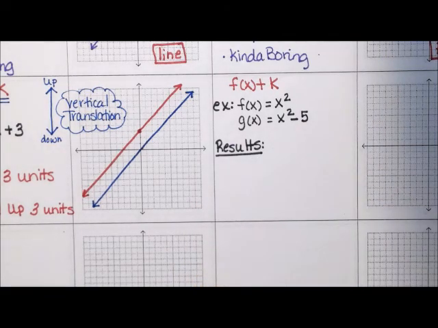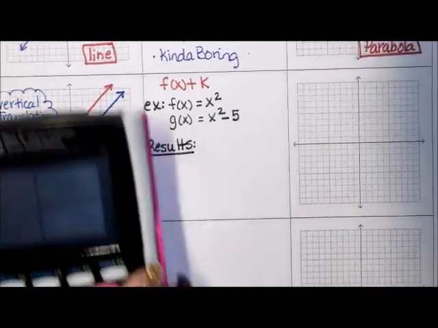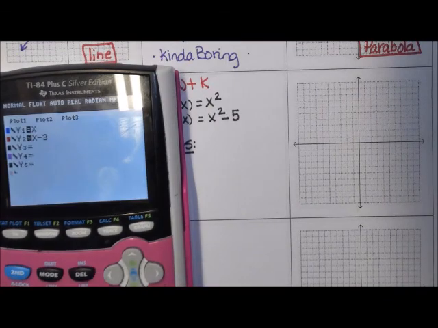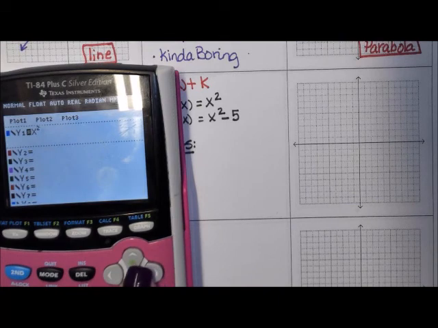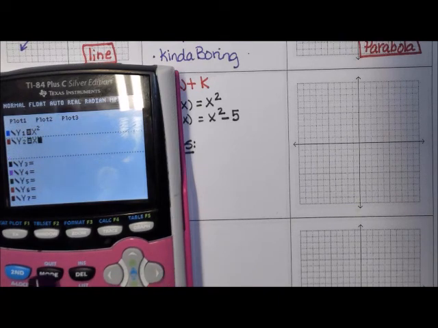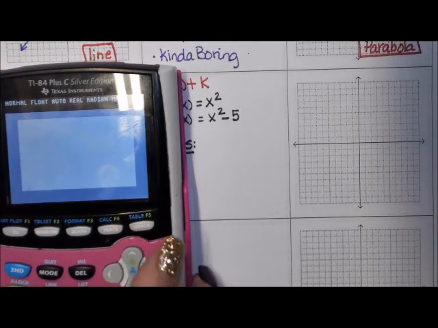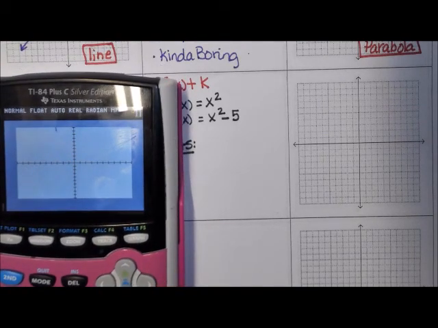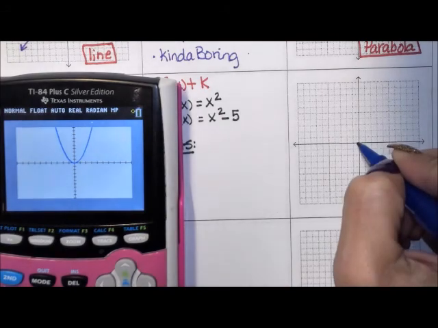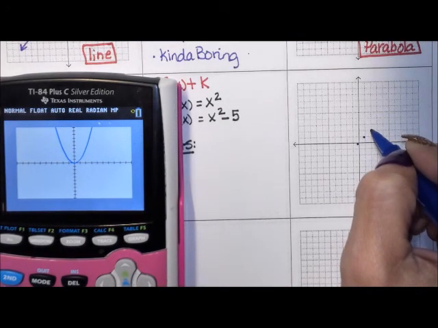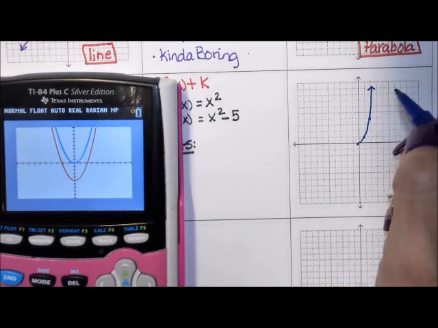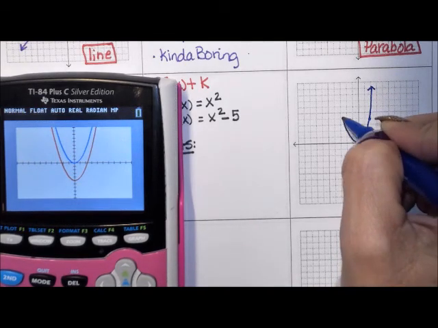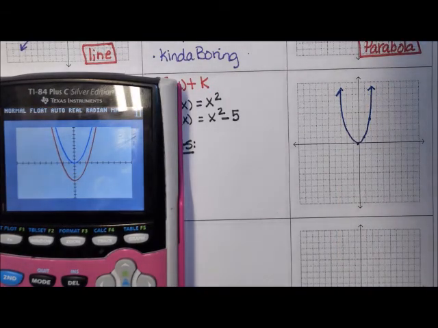Okay, so let's go to our calculator. Let's go to y equals, let's clear it out. And let's put in x squared. And then let's put in x squared minus 5. And let's graph it. Parent equation, plain, simple, boring. Oh, what do you see? What do you see? Sure enough, there it is.